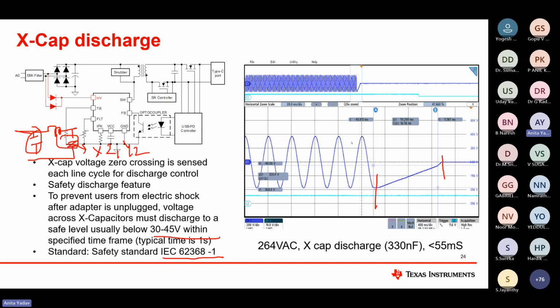When we are removing the AC supply, we can see that in less than 55 milliseconds, it discharged completely. It went to zero volt.